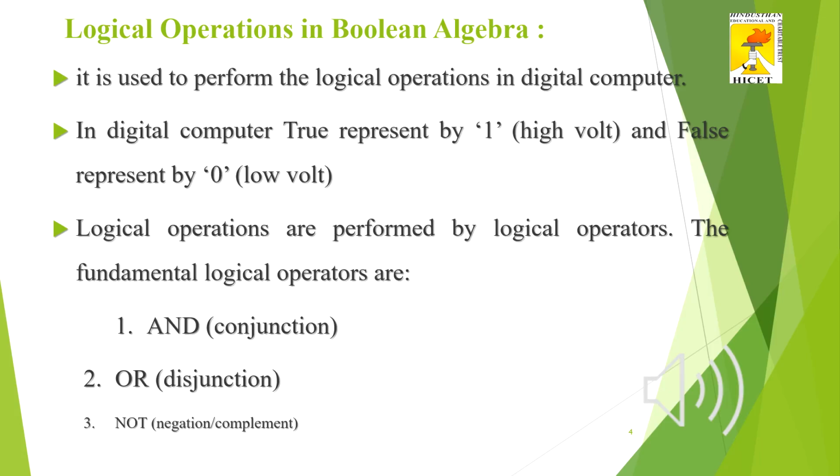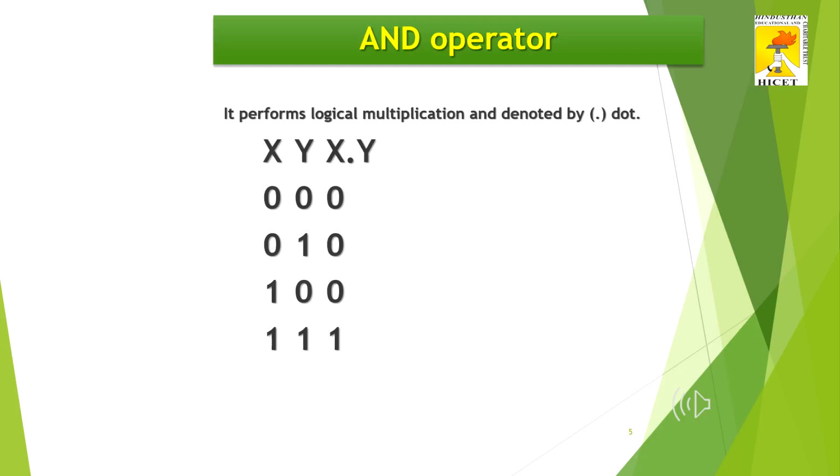So, logical operations are performed with the help of logical operators. The fundamental logical operators: first one is the AND operator, second one is the OR operator, and third one is the NOT. AND is also known as conjunction, OR is also known as disjunction, and NOT is known as negation or the complement. The first one is the AND operator. It performs the logical multiplication and it is denoted by the dot.